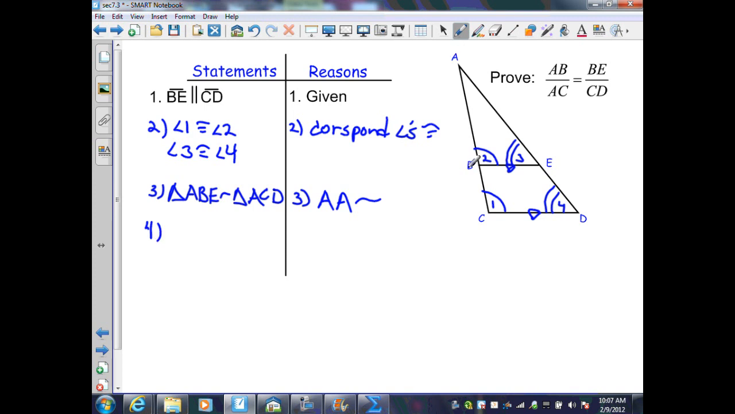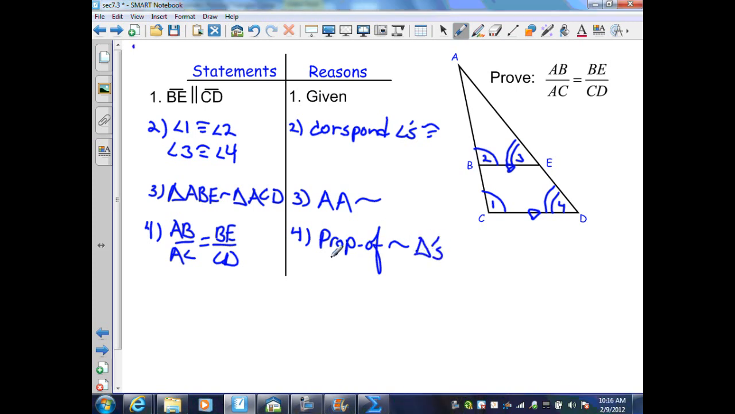Now, all I need to do is to write my ratio of corresponding sides. And here I have AB to AC is equal to BE to CD. And that reason is properties of similar triangles. I could also state definition of similar triangles.